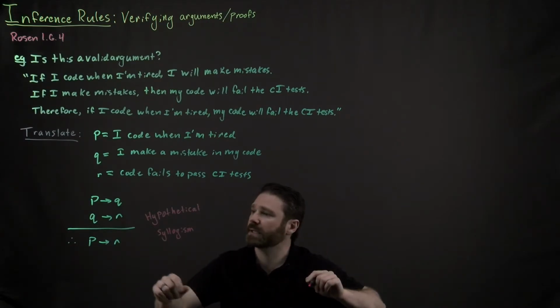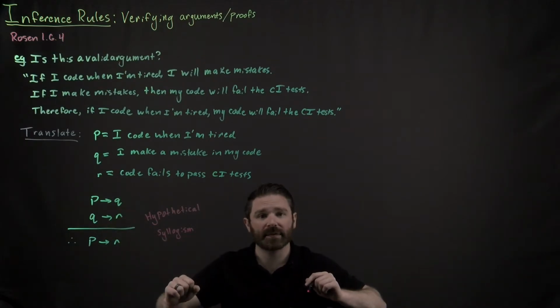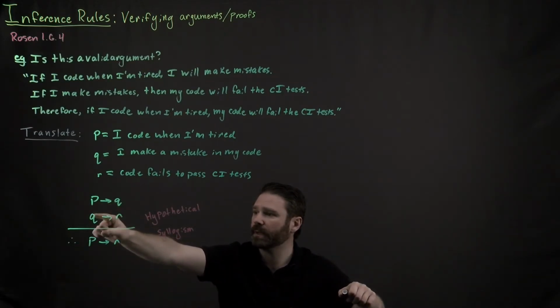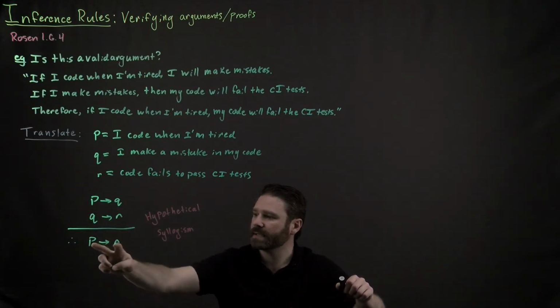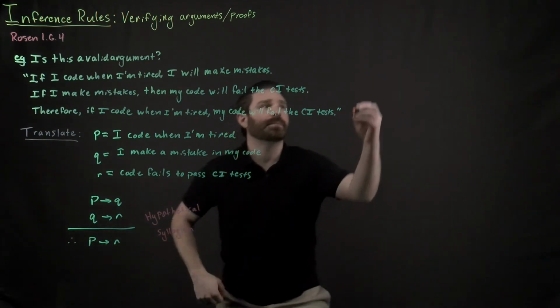And remember, that means I'm considering the case when all my hypotheses right here are true, and see if that implies that my conclusion right here is true. So let's quickly write down truth tables for P implies Q, Q implies R, and see if that's going to imply that P implies R over here.